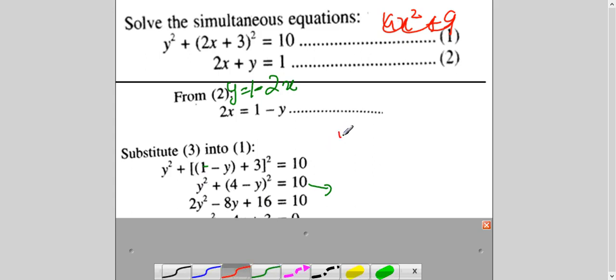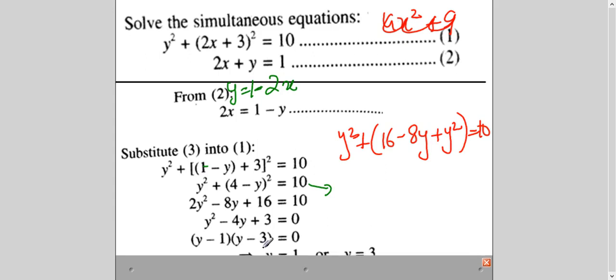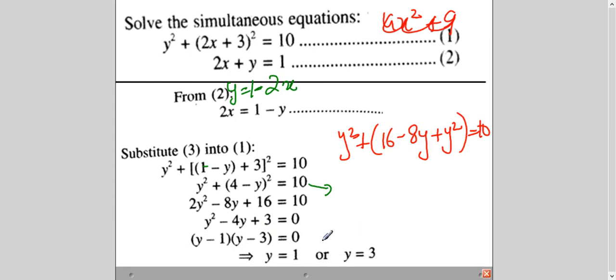So this y square as it is, this will become 16 minus 8y plus y square equals to 10. And if you open it, you will get this, right? So now, after that, you need to factorize it. If you cannot factorize, or you don't want to factorize, you can use the quadratic formula. And you get two values of y. These values of y you can plug in here to get the values of x.